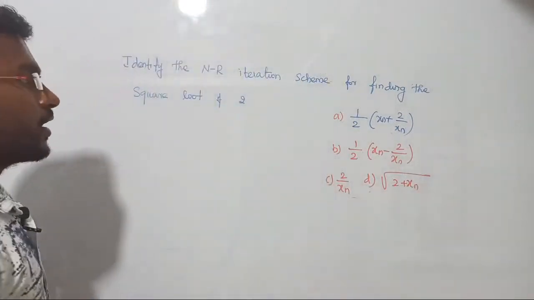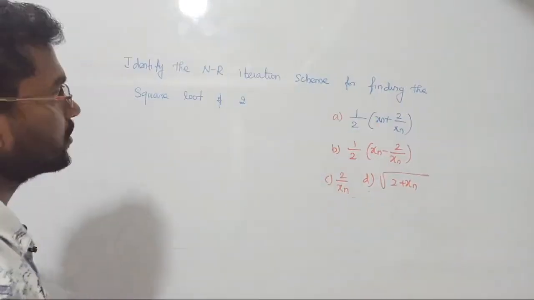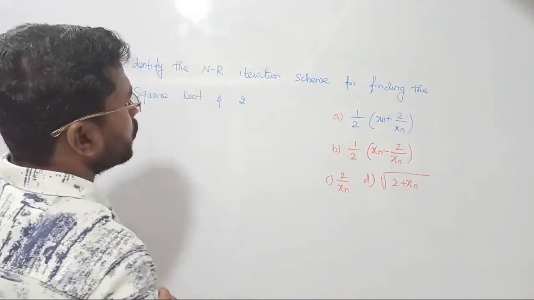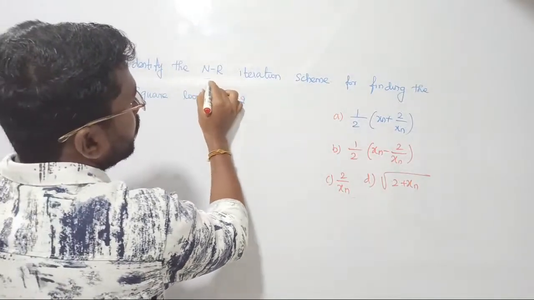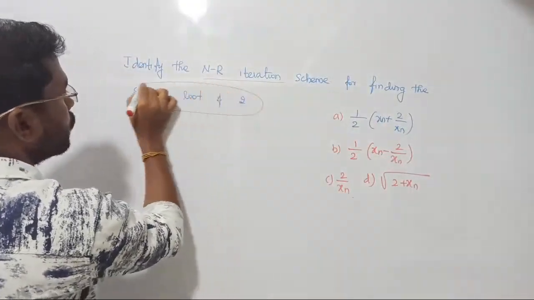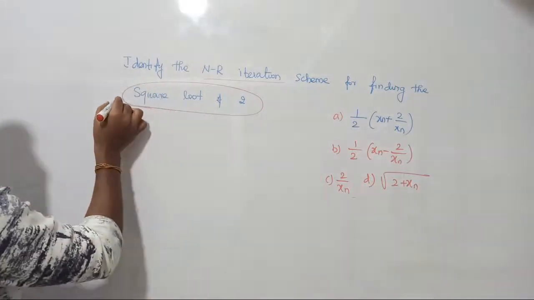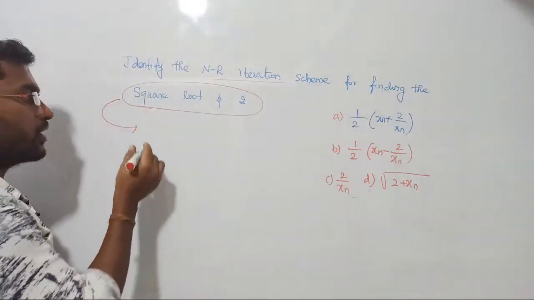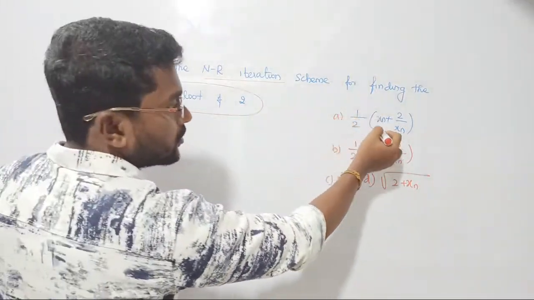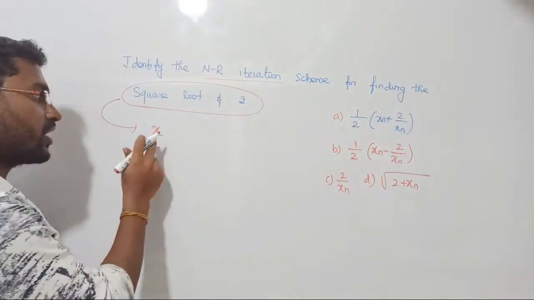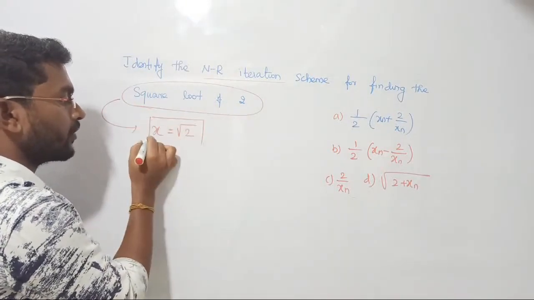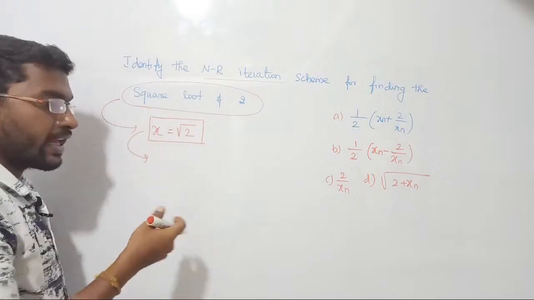See, they are asking the general iterative equation for this, right? Newton-Raphson scheme. Actually, what they had given: identify the Newton-Raphson iteration scheme for finding the square root of 2. What do they mean here? It means square root of 2, they had given a root. We usually get options in terms of x. So just take x is equal to root 2, correct? That is what they had given. From this, you have to derive the equation.